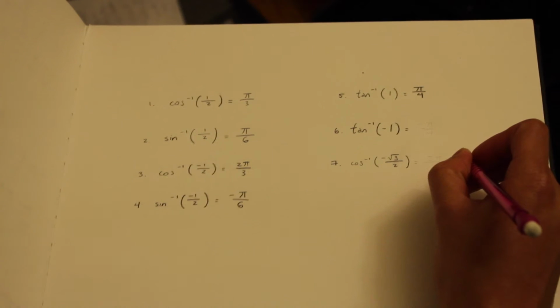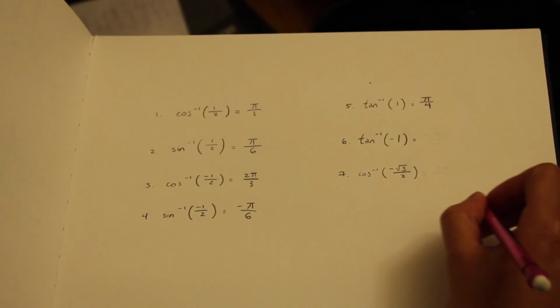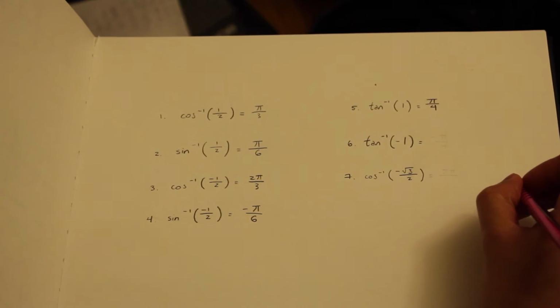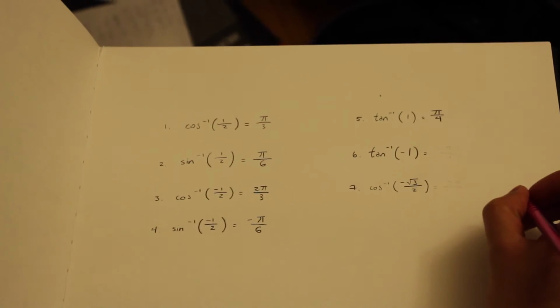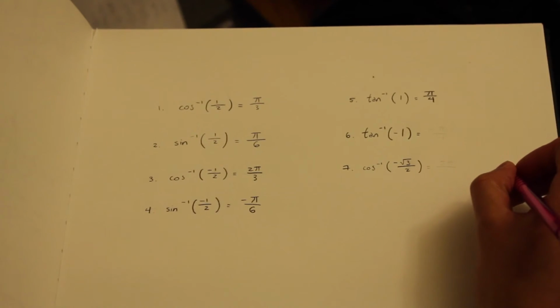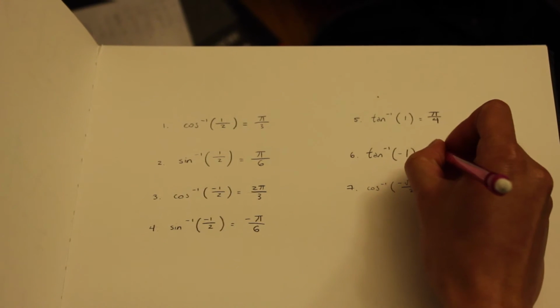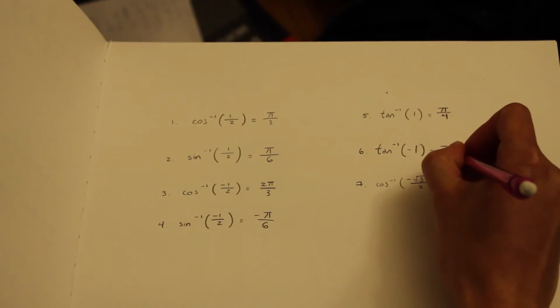Number 6, tan inverse of negative 1. This seems like a tricky one. Let me think about it. Tan and sine inverse have the same intervals on their ranges, which is pi over 2 to negative pi over 2. So in order to get a negative value, you need to be in quadrant 4. So, is it negative pi over 4? It is. Oh my gosh, look at that.